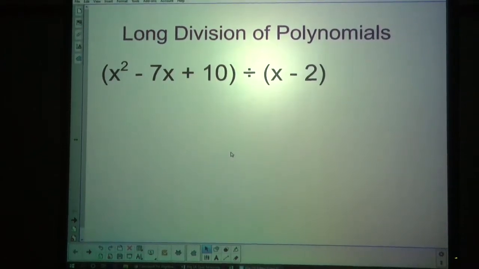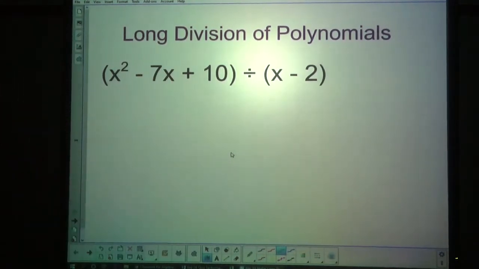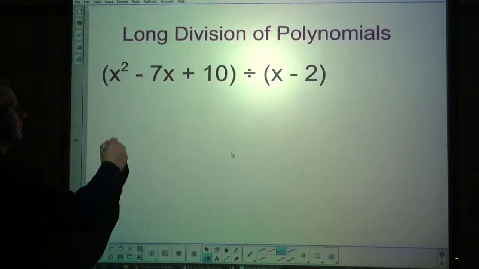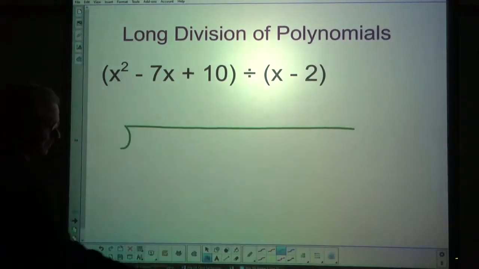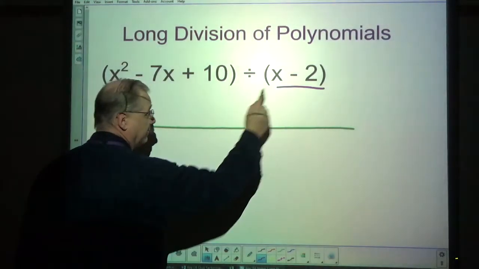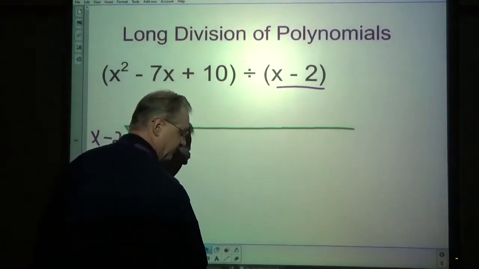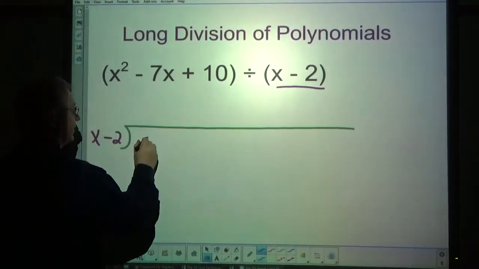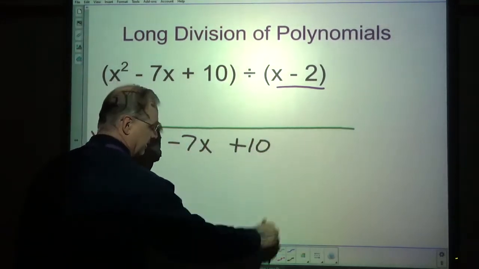Morning. We're going to be working on long division of polynomials today. One of the things that you do when you're doing long division of polynomials, if it's written this way, we're really going to be changing it to be written in a long division form. So we're divided by x minus 2. We're dividing into x squared minus 7x plus 10. So this is a little long.